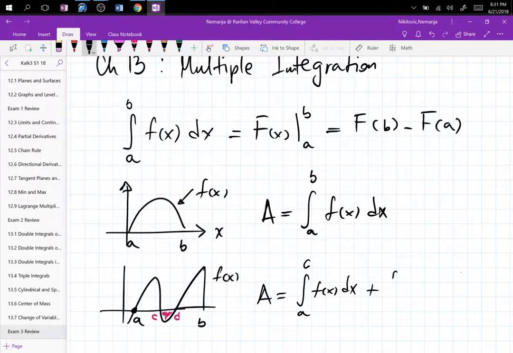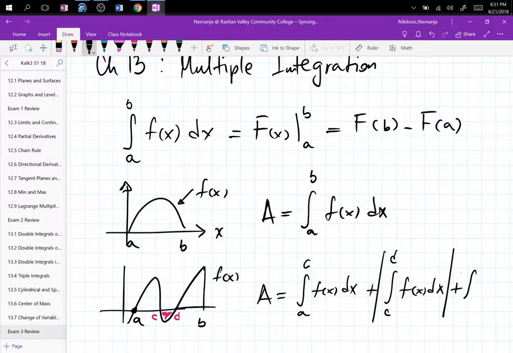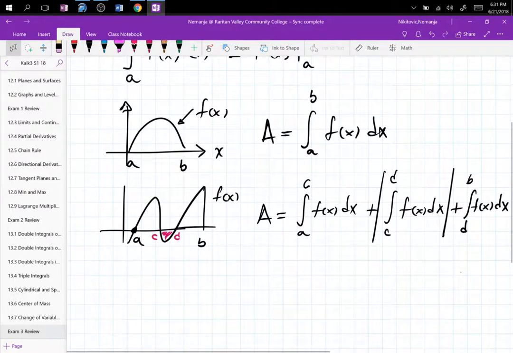But the next integral is the integral from c to d of f of x dx. That one is below, and that will produce the negative area, so I must place these absolute values to make that number positive. And then finally, the integral from d to b of f of x dx is also above the x-axis, so we don't have to worry about it. So that's the story of Calculus 1 and Calculus 2.